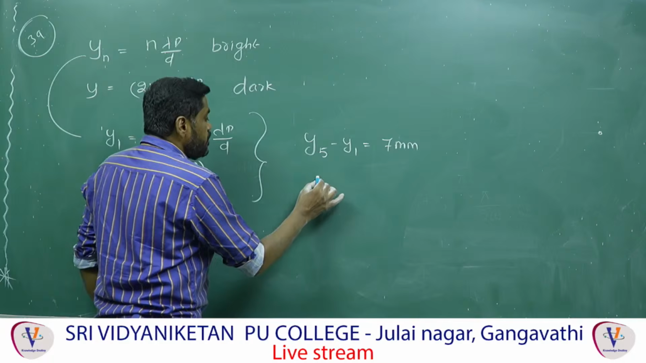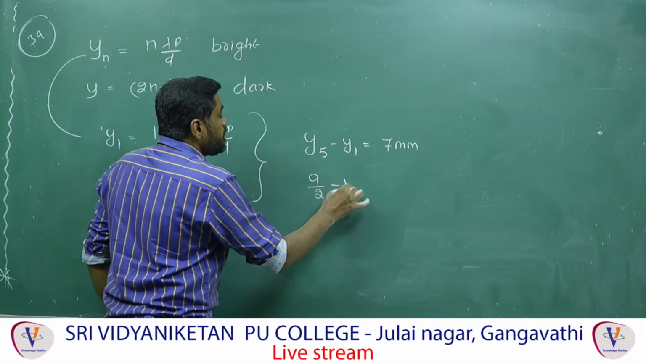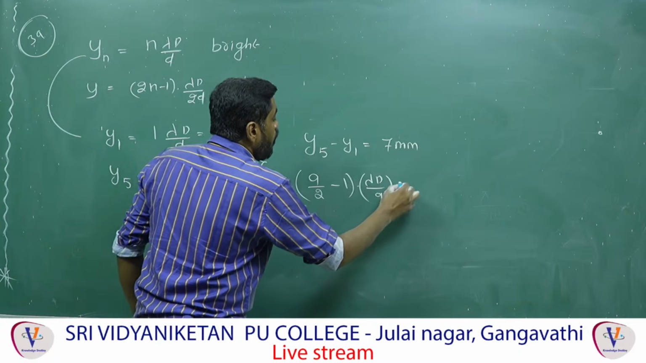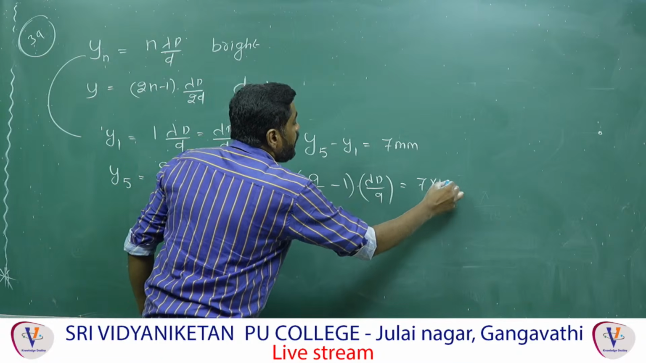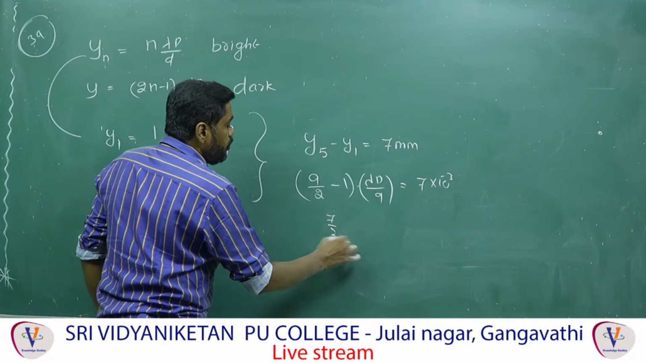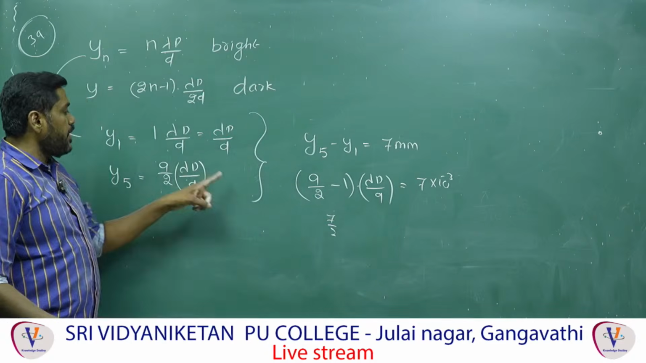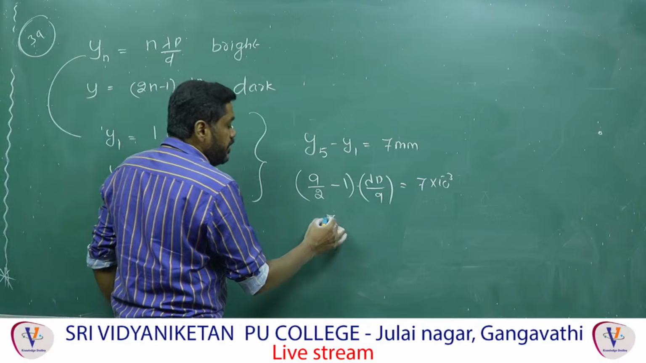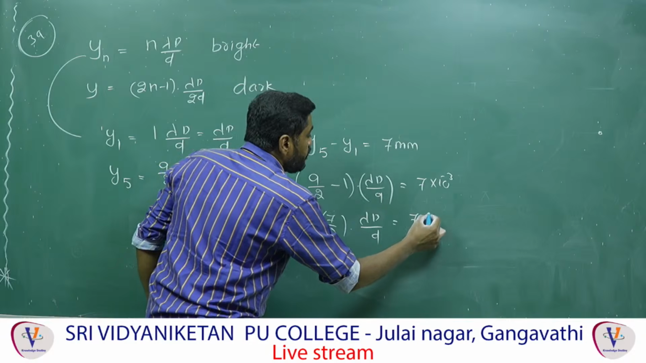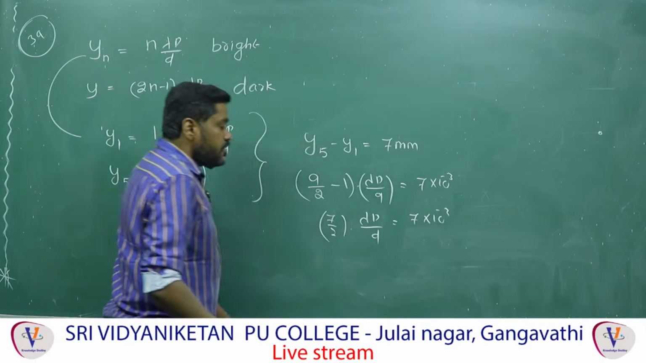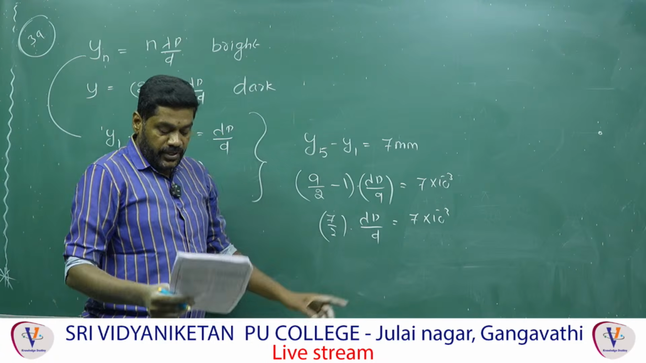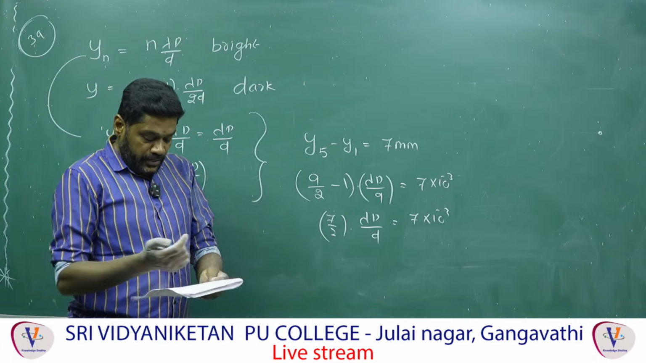y5 value how much? So 9 by 2 minus 1, into lambda d by d. The common d is equal to 7 into 10 power minus 3, and therefore now that is 7 by 2. Okay, so that is correct. 9 by 2 minus 1. Therefore, 7 by 2 into lambda d by d is equal to 7 into 10 power minus 3. So with the small d value given and the lambda value, we can find the answer from this one. Okay. Next.